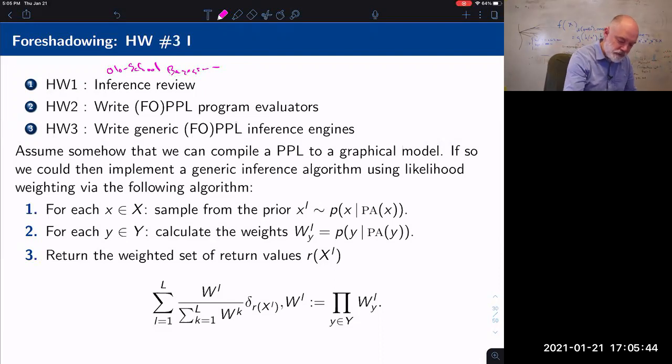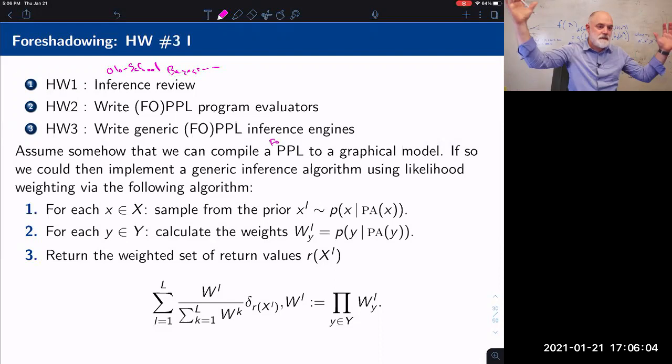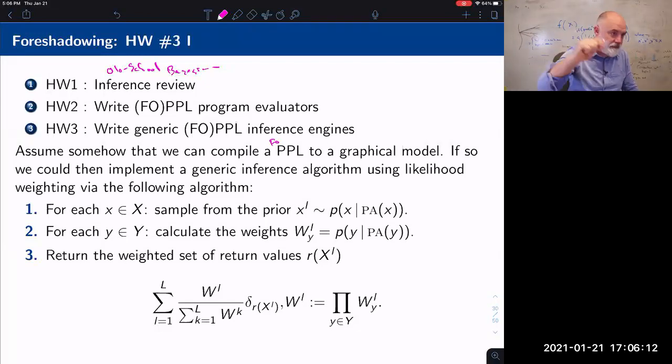If you assume that you can compile a FOPL to a graphical model, like you'll see, you can do that. We know how to do that. We're going to talk about it. Then you can implement a generic inference algorithm using likelihood weighting using the following algorithm. For each X in the entire graphical model, you just sample from the prior. So you topologically sort the graphical model, and then ancestrally sample. And for every observation that you encounter along the way, you accumulate a weight. And from a programming perspective, the test function is the return value of the expression.